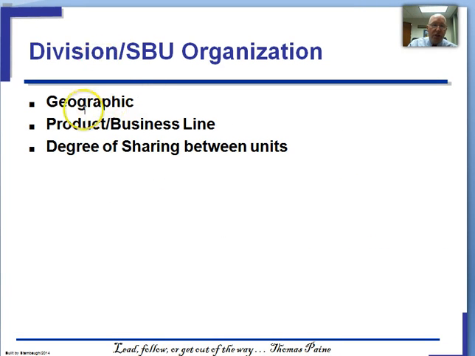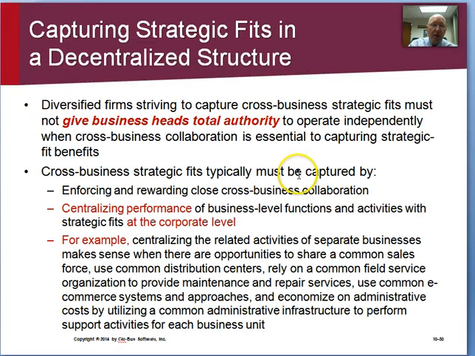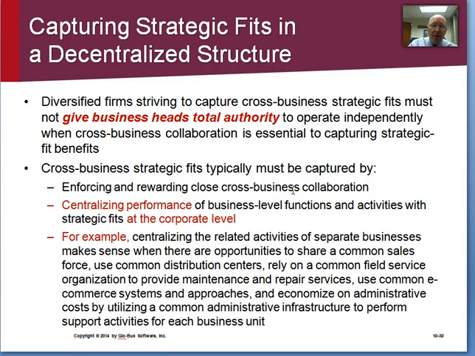Typically, divisional structures are done on a geographic basis or on a product basis, sometimes on a business line basis. In a decentralized structure, the key is giving enough authority to allow them to operate, to do their job, but also to get them to do cross-business collaboration.